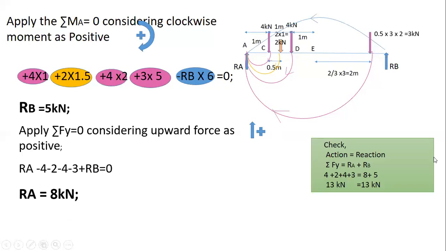Now the last step is to check the values. Action will be equal to reaction. What are the action forces? There is 4 plus 2 plus 4 plus 3. So 8, 10, 13 kilonewton is the total action. What is the reaction? Reactions are RA and RB. RA is 8 kilonewton, RB is 5 kilonewton, total is 13 kilonewton. So hence my reactions are correct. So this is about the problem number 3. Thank you.